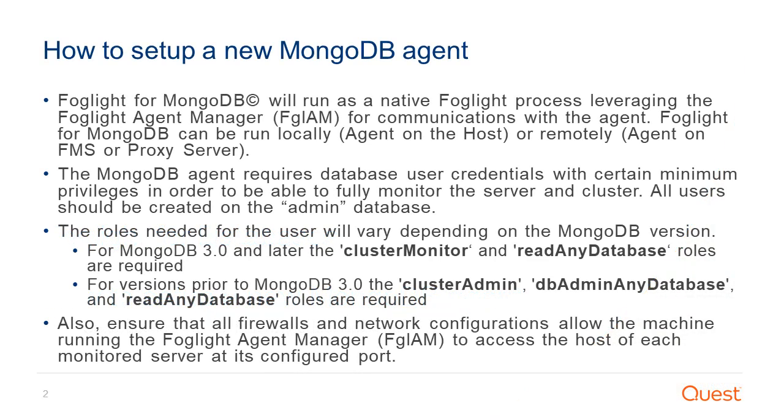Foglight for MongoDB will run as a native Foglight process, leveraging the Foglight Agent Manager for communications with the agent. Foglight for MongoDB can be run locally as an agent on the host or remotely as an agent on the FMS or proxy server. The MongoDB agent requires database user credentials with certain minimum privileges in order to be able to fully monitor the server and cluster.